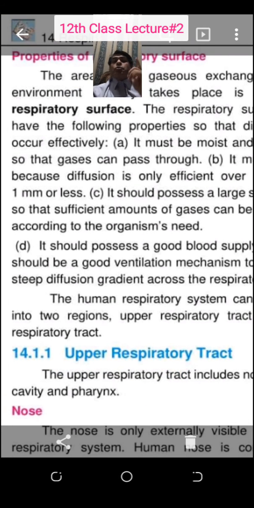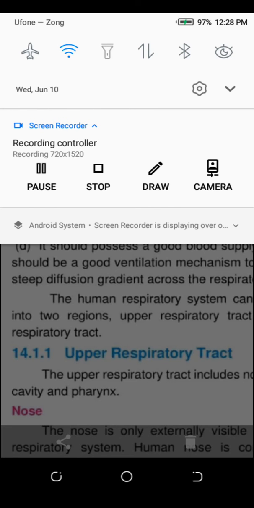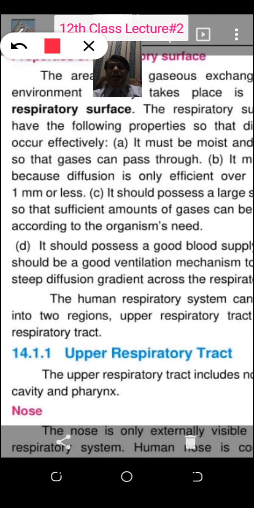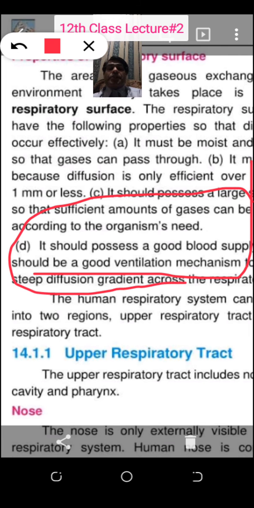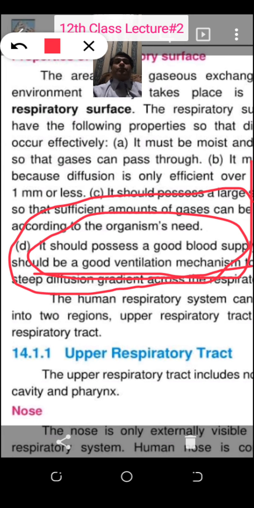I think this is the most important point, how you respire better when you are young, and how old men respire a little bit in a feeble way. Now this point you know already, but I will highlight. Blood supply should be more to the respiratory surface. It should possess good blood supply.